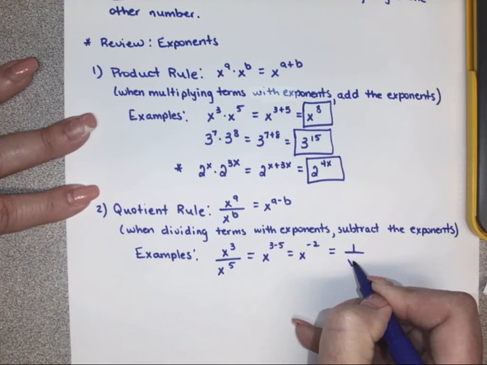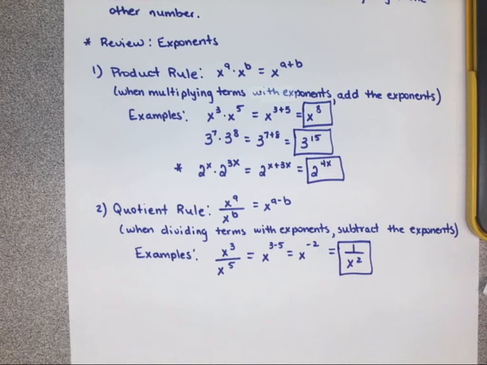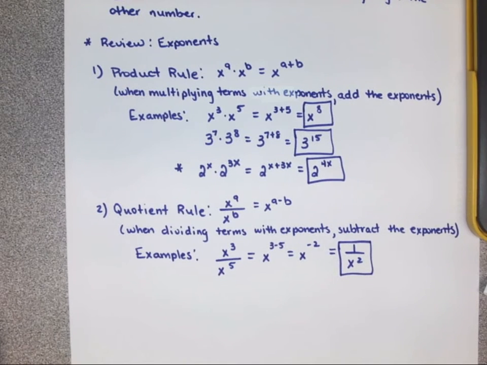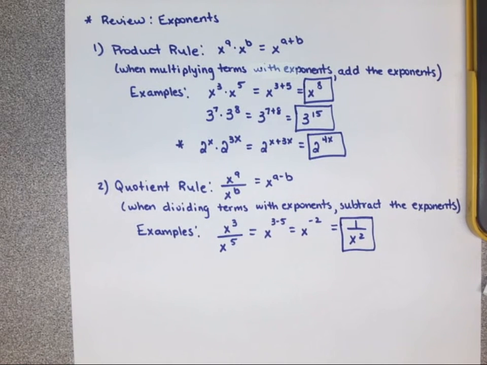This is the same as 1 over x squared, and in fact, that's how I would want you to write that answer. I would not want you to leave it as x to the negative 2 power. It's 1 over x to the positive power, whatever it happens to be. Remember, negative exponents create fractions.